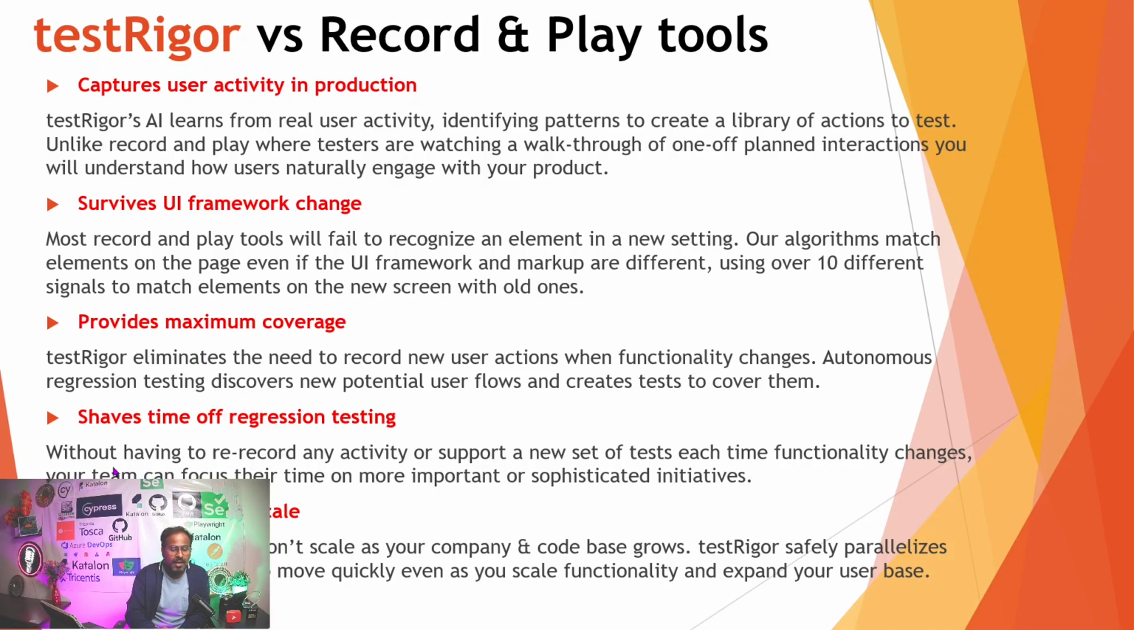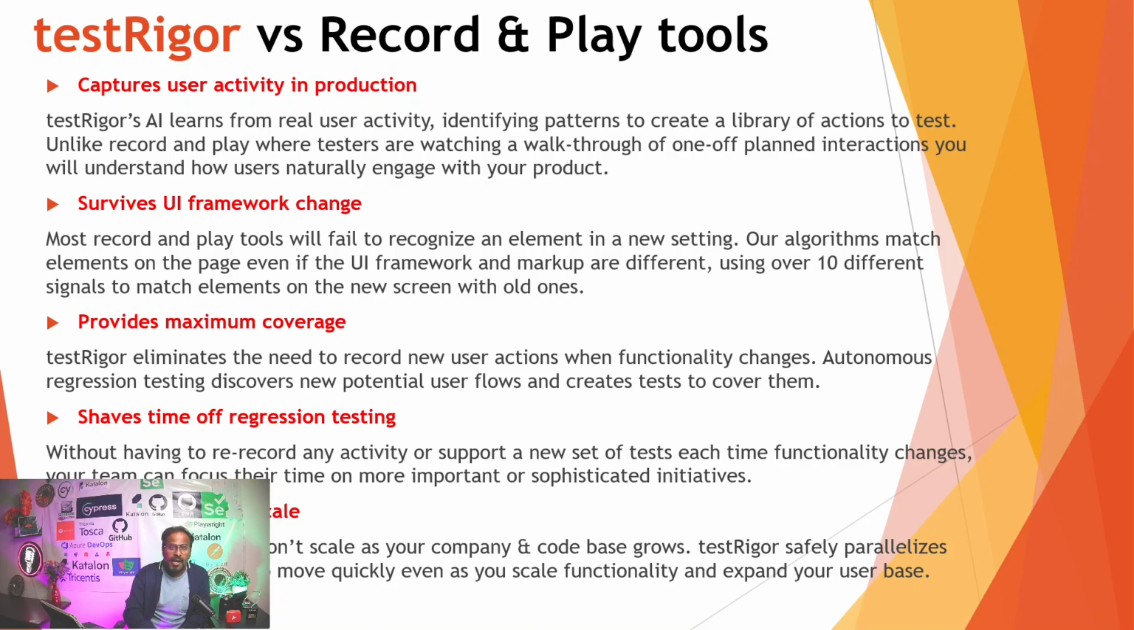That means without having to re-record any activity or support any new set of tests each time functionality changes. As I told you, whenever there is a change in the functionality, you need not re-record any activity. Autonomous regression testing discovers new potential user flows and it automates the tests. So that's why you need not have regression testing maintenance.